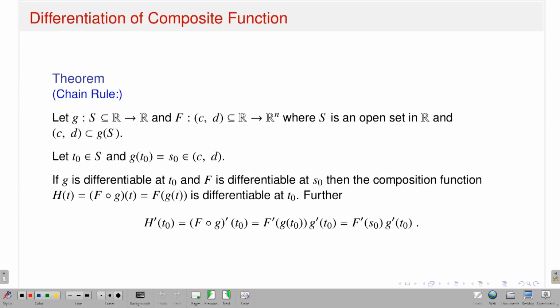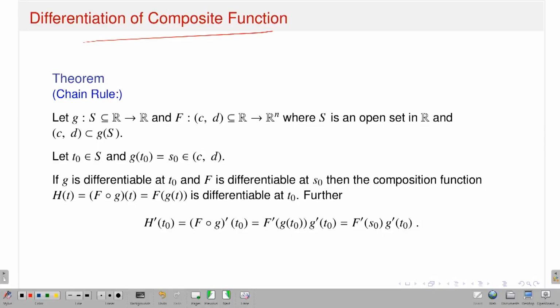Okay, so there is a nice theorem. Once I have the differentiability, then if I have two functions, and if a composition makes sense, what can I say about the differentiability of the composite function? That is called the chain rule. So therefore this is differentiation of composite functions.